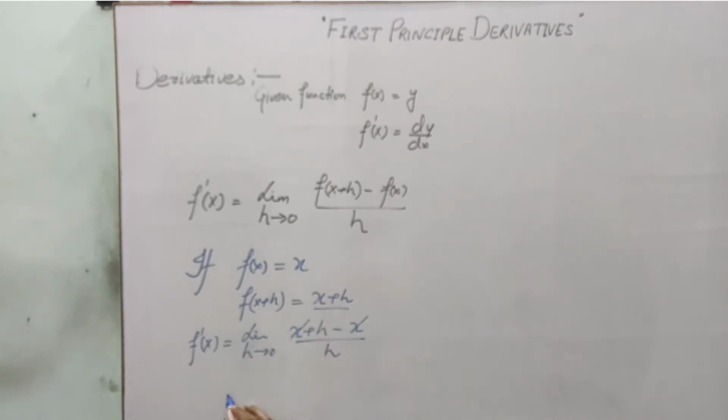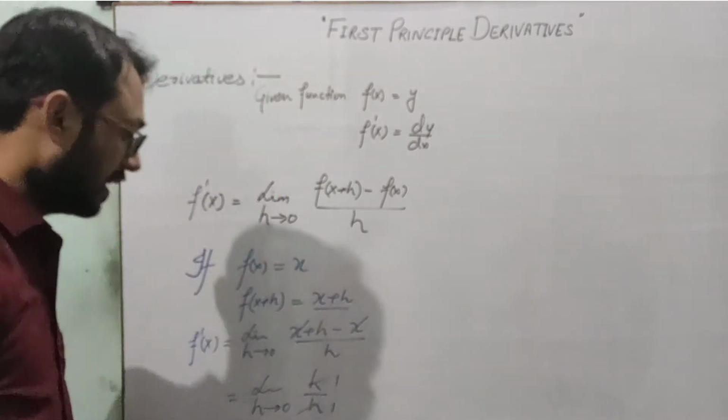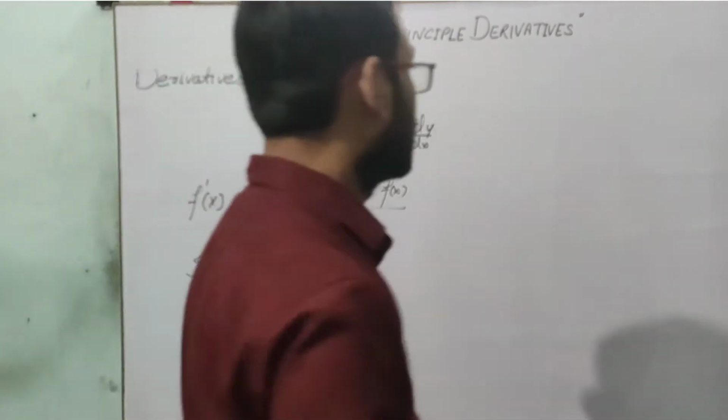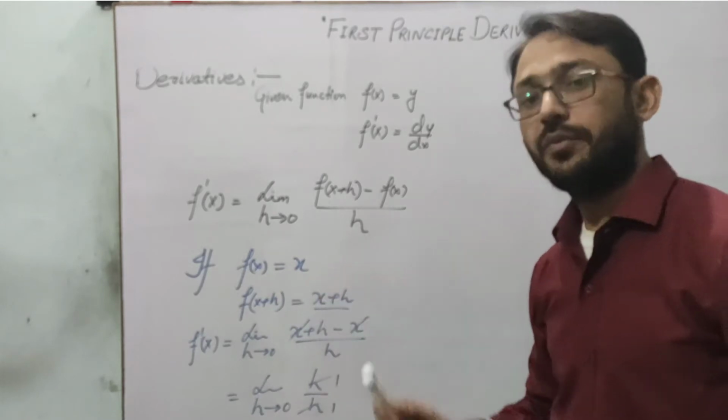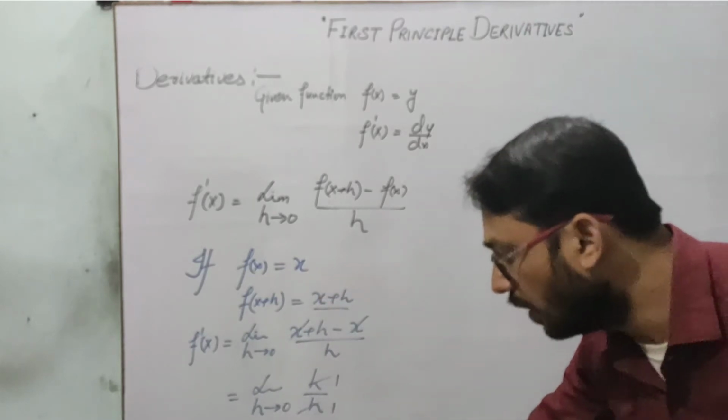x and x will cancel. Limit of h tends to 0, it will be h upon h, and now this becomes 1. We cannot put the limit, so the answer, the differentiation of x, will be 1. The first principle derivative itself is giving the value of the differentiation of this function. So the derivative of x will be 1.